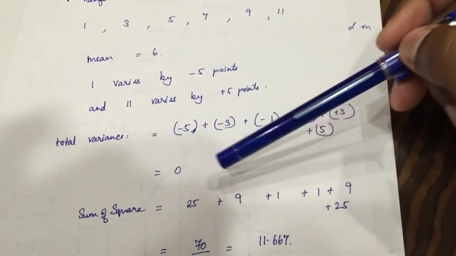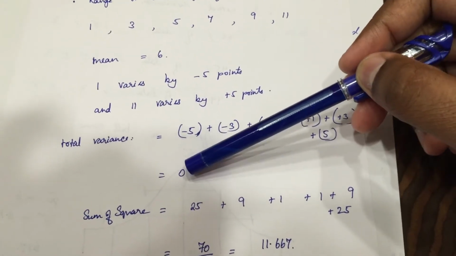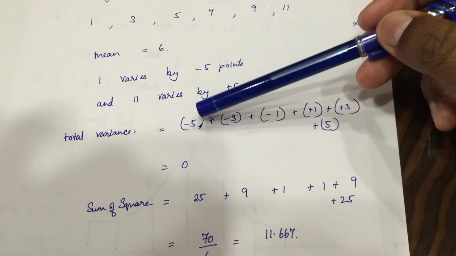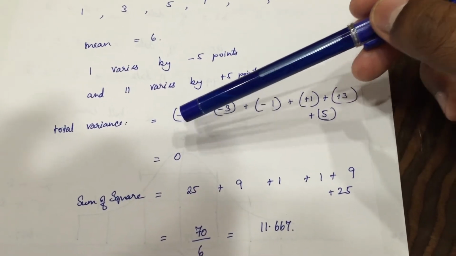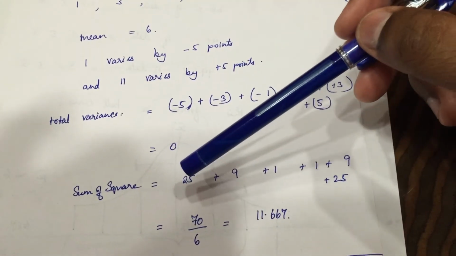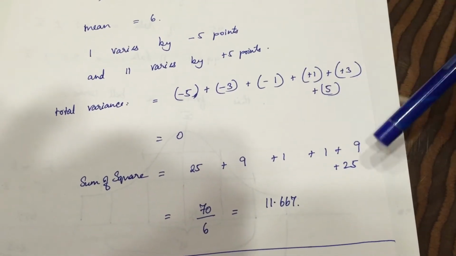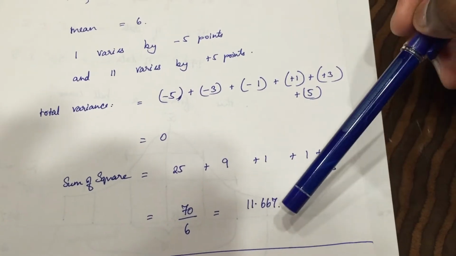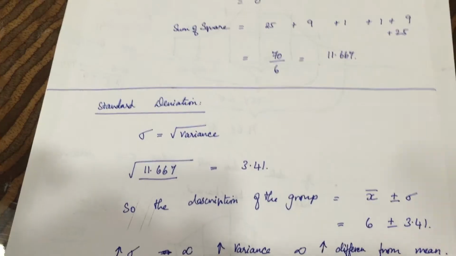However, if you add all these values, you would get a variance of 0. To avoid this kind of error where the minuses and the pluses cancel out each other, we multiply them by themselves, or we make a square of them. So when you add the sum of squares, you get 25 plus 9 plus 1 plus 1 plus 9 plus 25. So it's 70 by 6. So the variance of this group is 11.667.